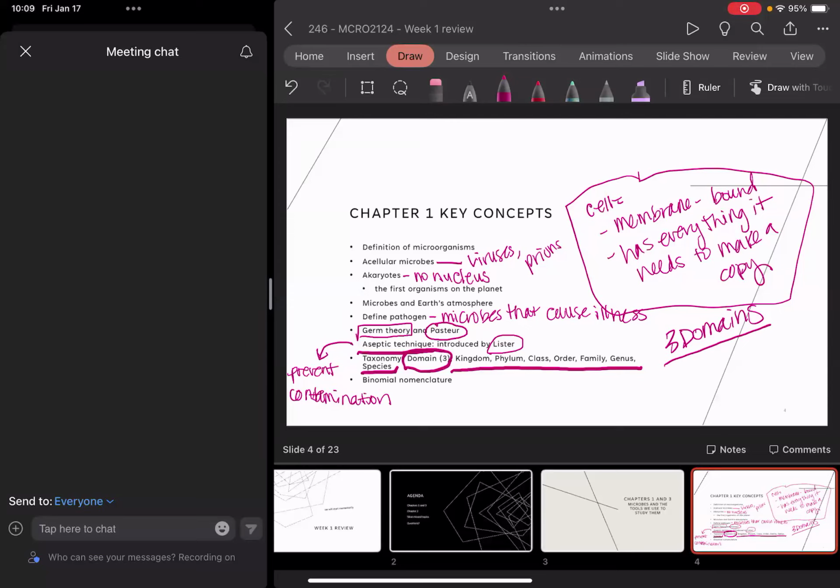Our 3 domains would be bacteria, archaea, and our third one would be eukarya. So those are our 3 domains. And then we have binomial nomenclature. What that is basically is the fact that we have the 2 words that make up the name of a species.